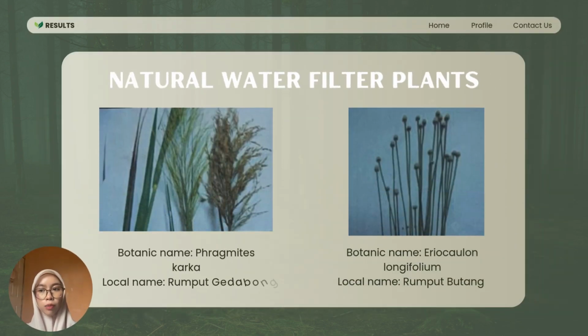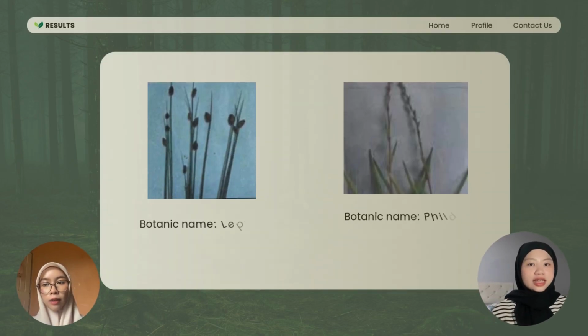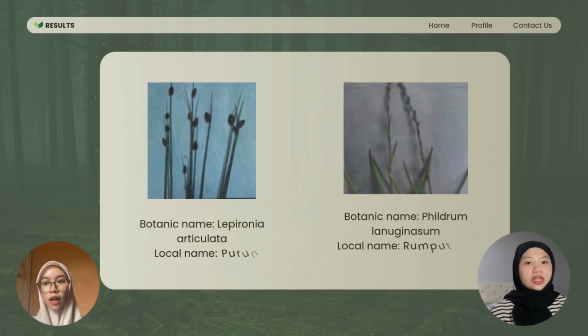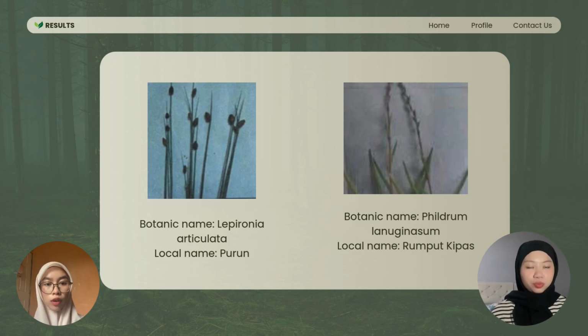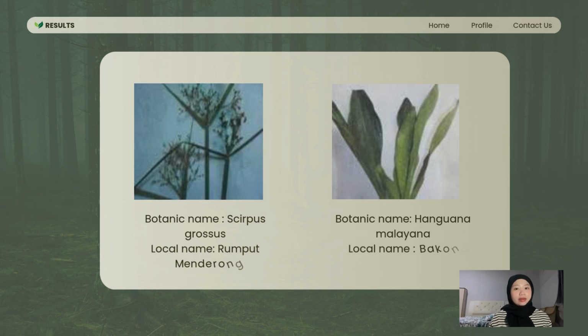First, its botanical name is Phragmites karka, which we know as rumput gedabong, and second is Eriocaulon longifolium, its botanical name, known as rumput butang. Third is Lepironia articulata, and we know it as purun. Okay, next, the botanical name for this species is Hanguana malayana.